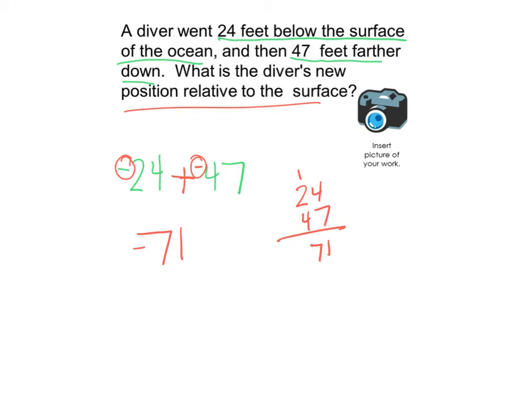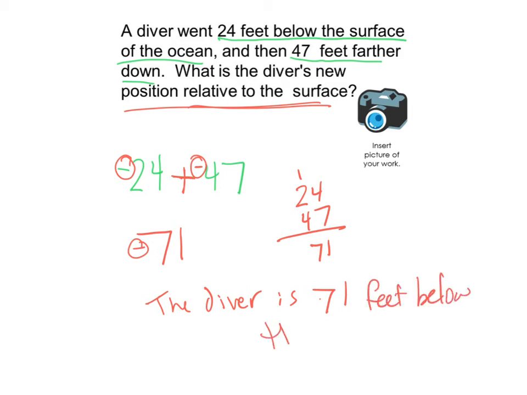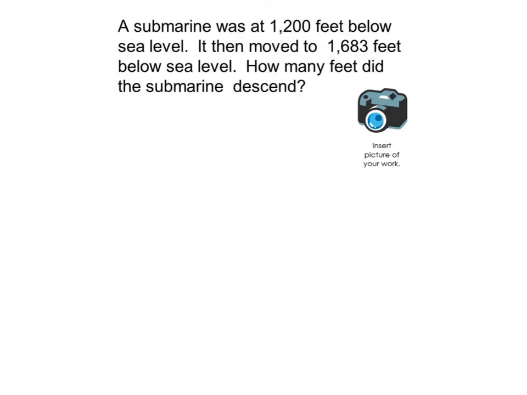Let's see here. I need a sentence because it's a story problem. So this is in reference to under the surface, so I'm going to use below the surface instead of the negative sign. The diver is 71 feet below the surface of the ocean. So because I have this below, I know this 71 is a negative number. Okay, you guys try this one on your own. Hit pause and try this one.